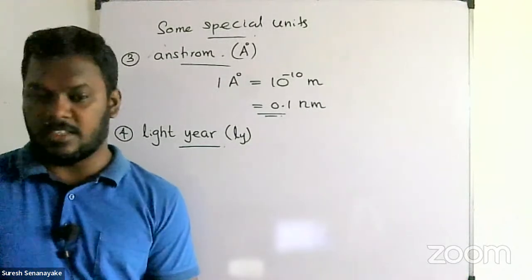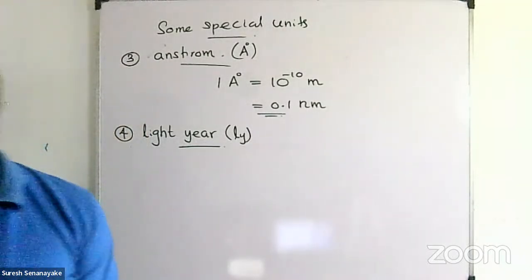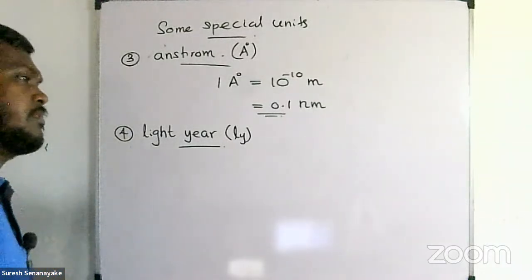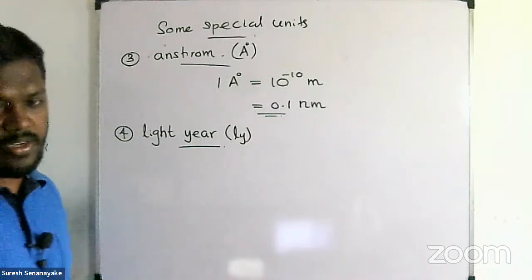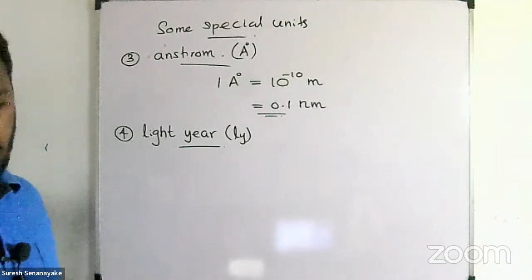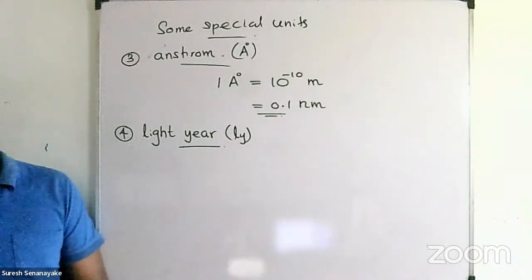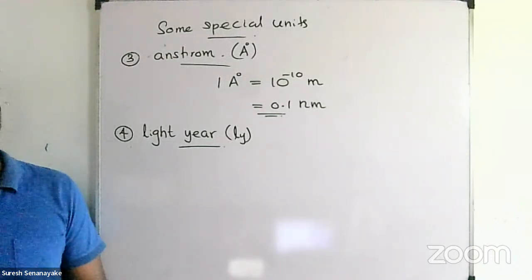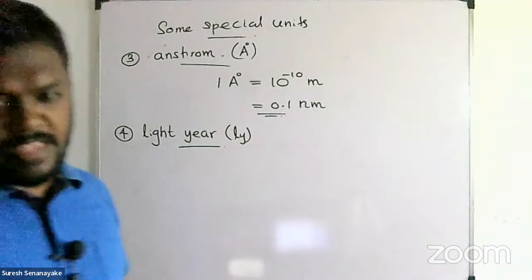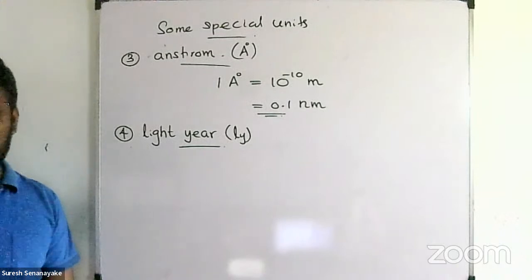Okay, you can write under light year: this is also a unit of length. Generally, it is used to measure the distance between asteroids and stars.